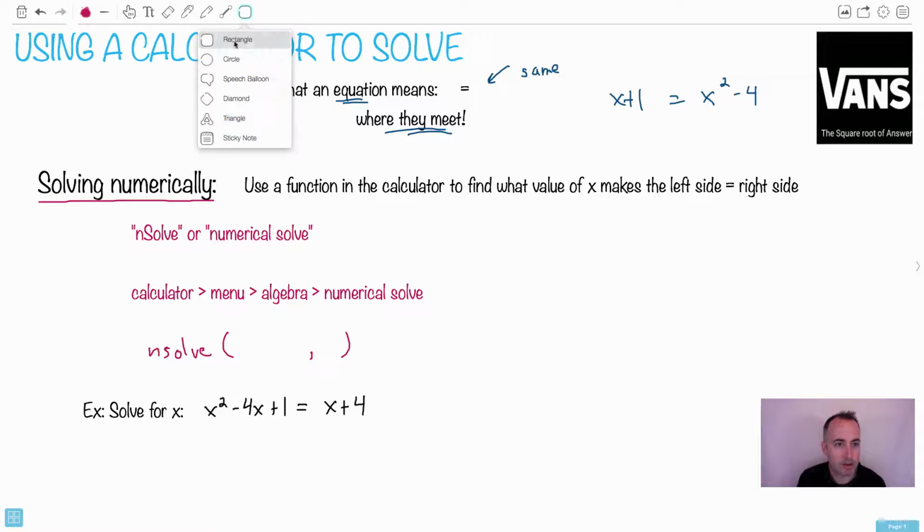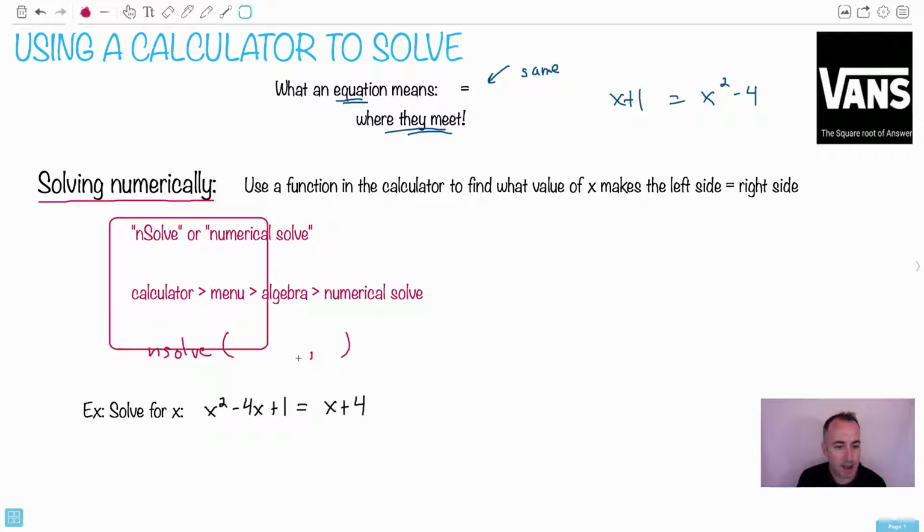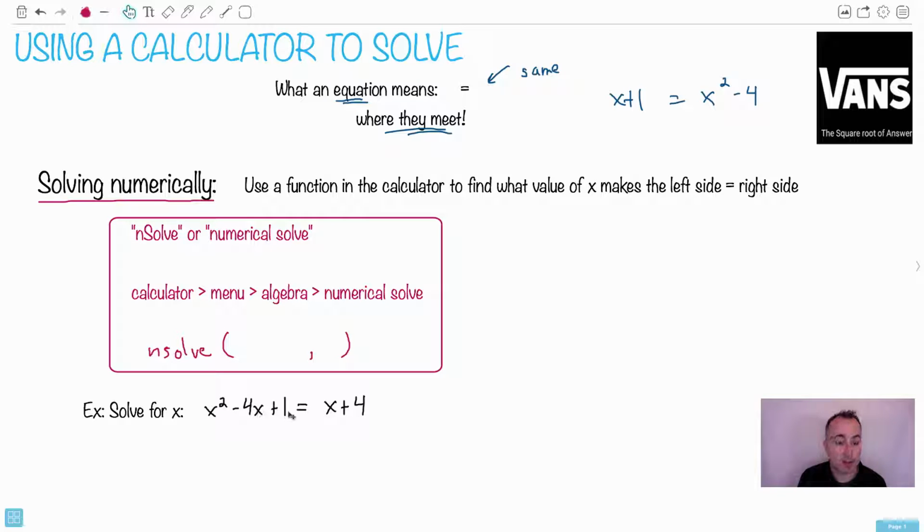So what I'm going to do is show you this right here. It's called NSolve. This is this function here I'm going to show you. So we're going to use an example of this thing, x squared minus 4x plus 1 equals x plus 4. Basically, solve for x. Now, in case there's no x's, you can make it whatever letters you want. You can put in whatever you want into this little function here.